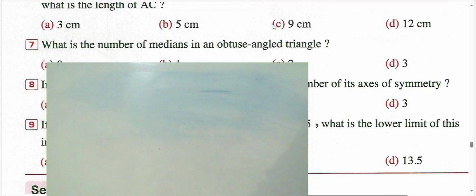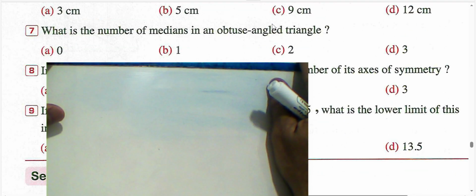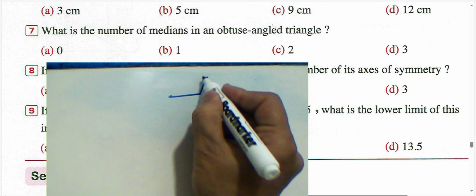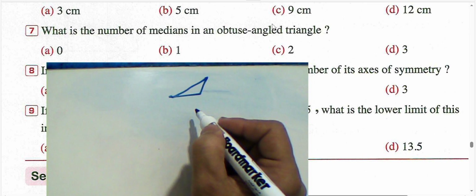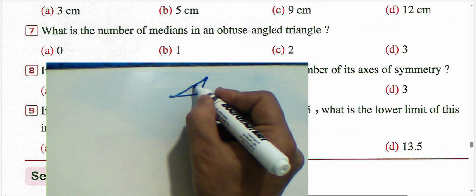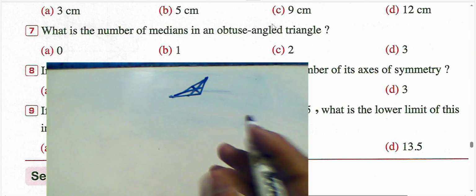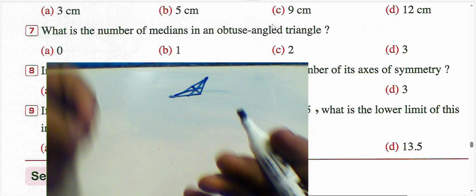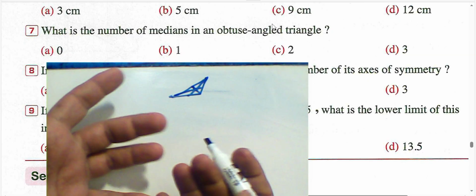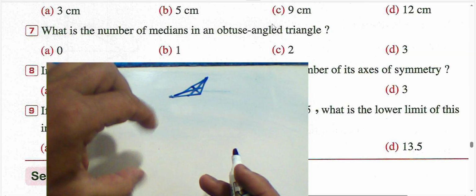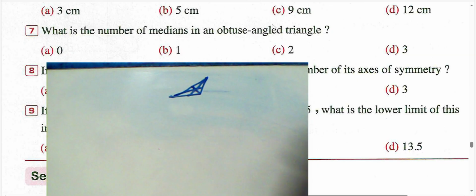Next question down here. What is the number of medians in an obtuse angle triangle? Any triangle has 3 medians. Like this triangle, we call it obtuse. An obtuse triangle has 3 medians, 1, 2, 3, intersecting at 1 point. Never mind, any triangle has 3 medians. Do you know the meaning of medians? A median is a line segment joining the vertex and the midpoint of the opposite side. We call this the median. Then we have 3 medians in any triangle.